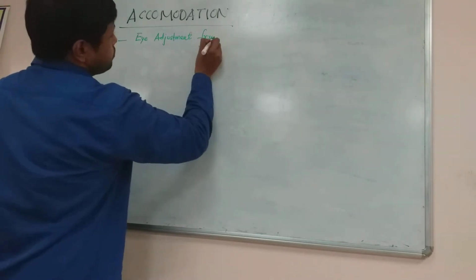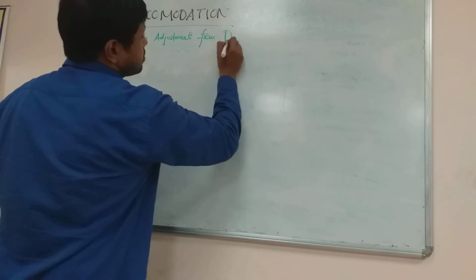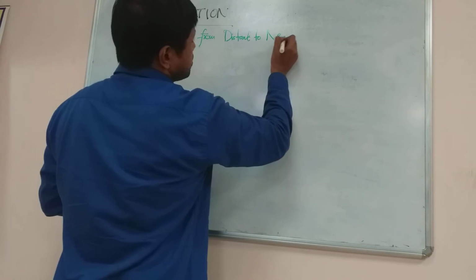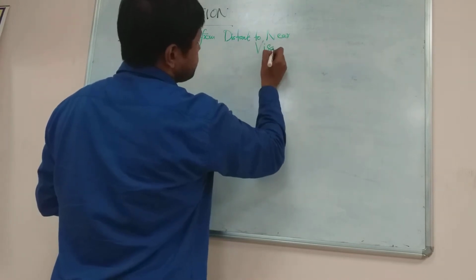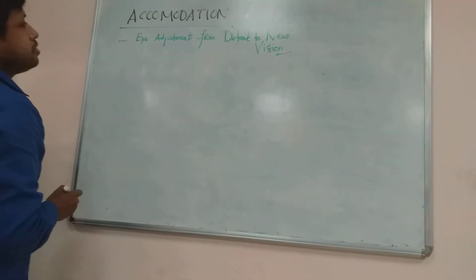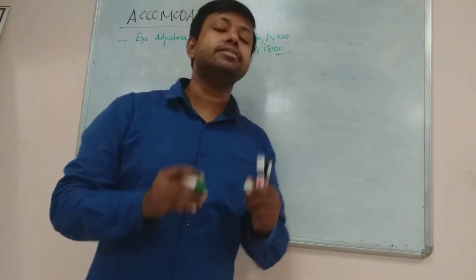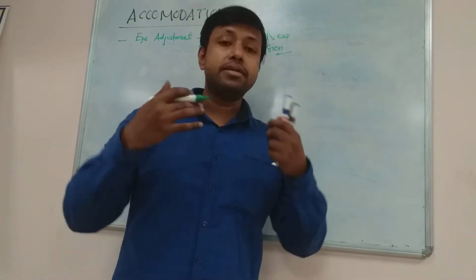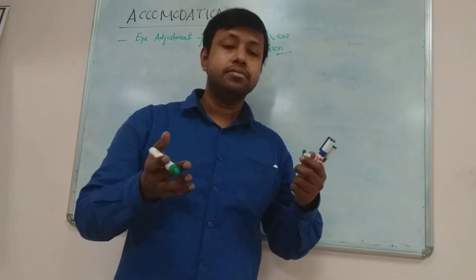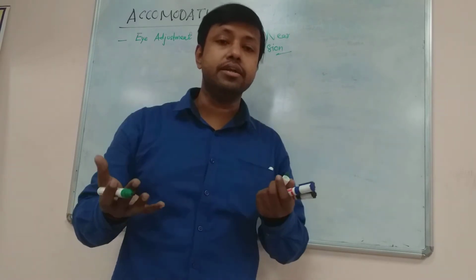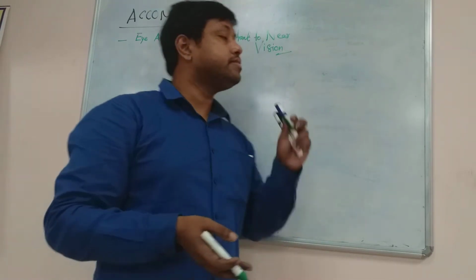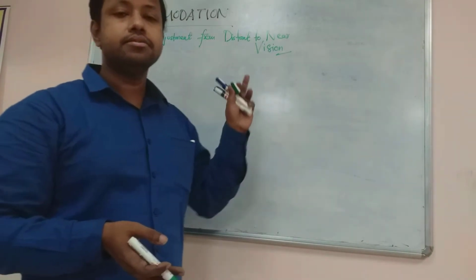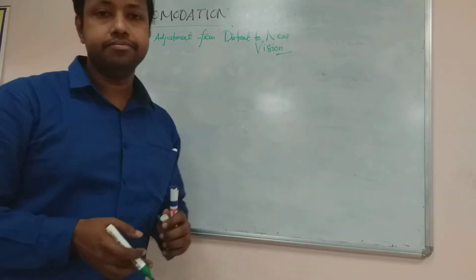from distant to near vision. So again I am telling, what is accommodation? It is nothing but adjustment of our eye when a person changes his vision from distance to near. So it is the adjustment of the eye as a person shifts his vision from distance to near.